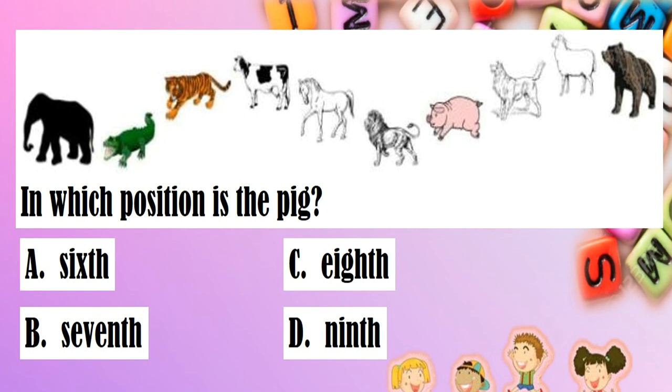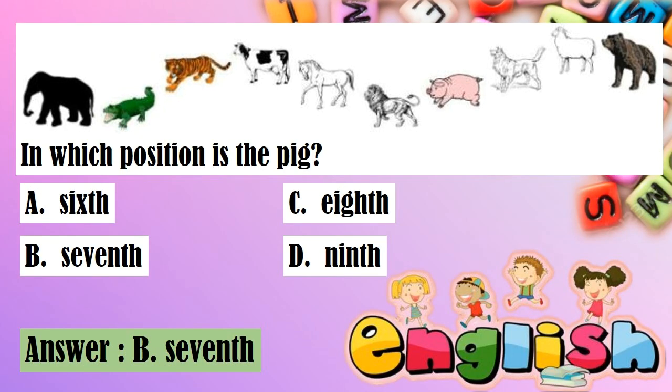Look at the picture of the animals again. And the question is, in which position is the pig? A. 6, B. 7, C. 8, D. 9. So, the answer is B. 7.